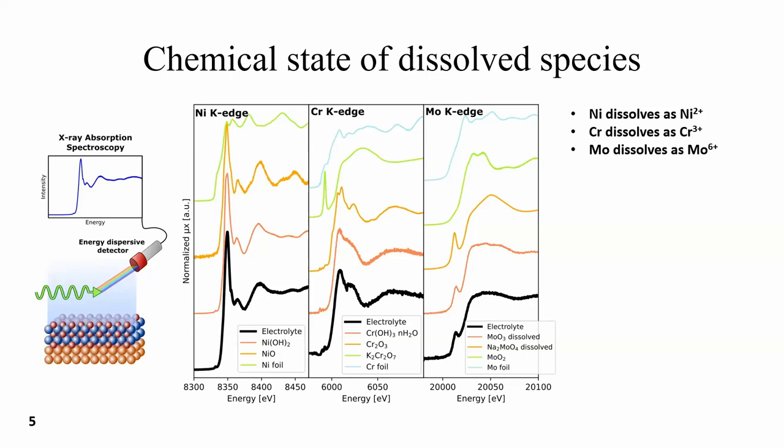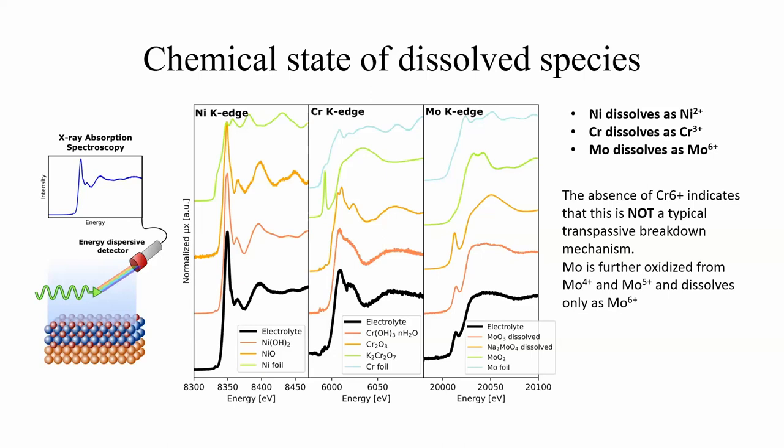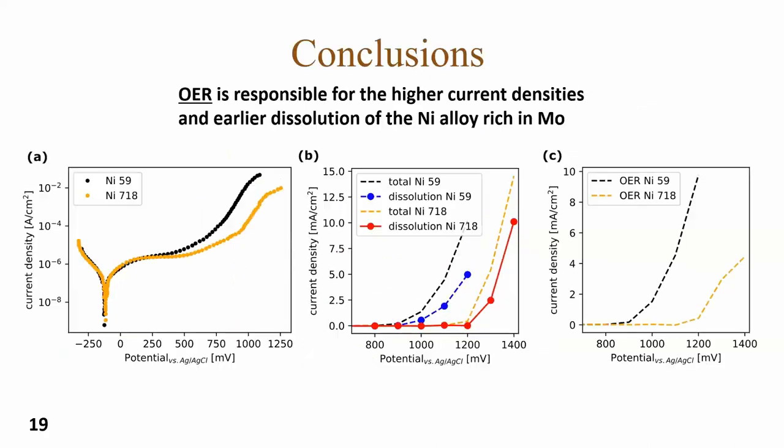So it's this one. And this is unusual because for stainless steels, it is known that chromium dissolves as chromium 6+. So that would be this green one here, because that would be the reference. And you would have this peak here, which would be the 6+. But we don't observe that in this case. And then the molybdenum dissolves as molybdenum 6+. So since we don't have the chromium 6+, this is not a typical transpassive breakdown mechanism, because the oxygen evolution reaction somehow is involved. And molybdenum only dissolves as molybdenum 6+.